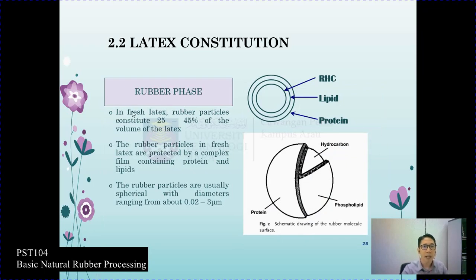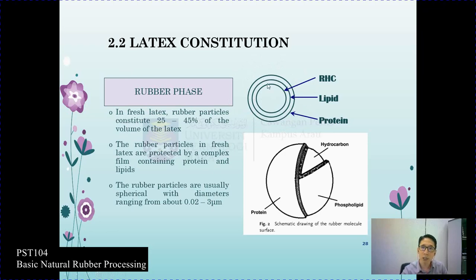Okay, rubber phase itself, in fresh latex, rubber particles constitute 25 to 45% of the volume of the latex. The rubber particles in fresh latex are protected by a complex film containing protein and lipids. The rubber particles are usually spherical with diameter ranging from 0.02 to 3 micrometer, very small. So the rubber particle size is inconsistent. It can be as small as 0.02, as big as 3 micrometer. And the rubber phase is actually protected by a thin layer of lipid, and the outer layer is a protein.